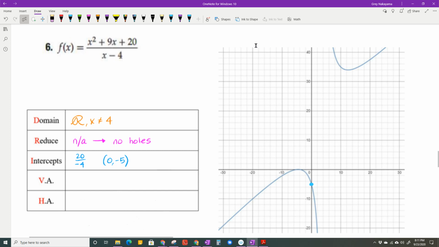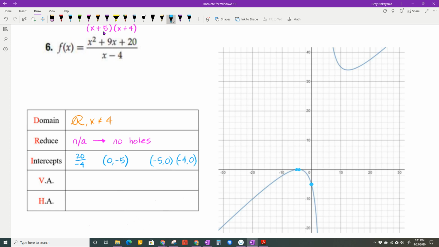Okay, to set the numerator equal to 0, remember I talked about factoring that up at the top. This is x plus 5 and x plus 4. So that makes my x-intercepts at -5 and -4. So they are right close to each other, one would be right there and one would be right there. You can't see it unless you zoom in, but it does match my graph.